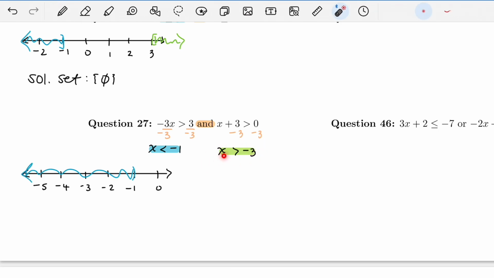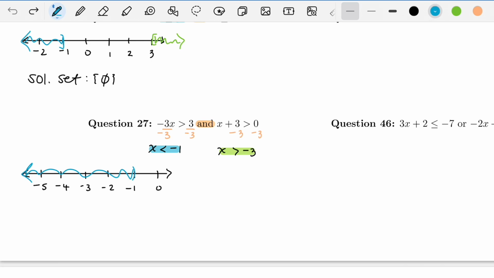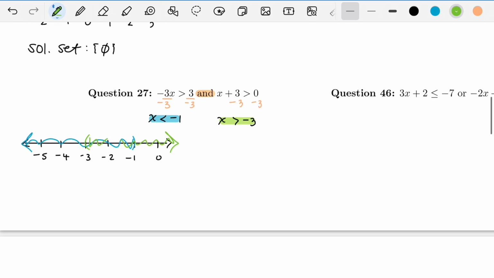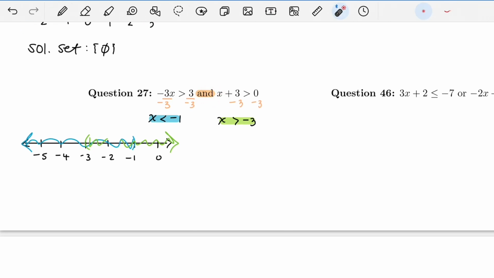Then we're looking at values that are greater than -3, so in green here. We're not including -3, however, so we're going to put a parenthesis there, and it's going to be all values continuing on in that direction. Since we're looking at "and" in this compound inequality, we're looking at the intersection of these two inequalities. As we can see, that will be this region here. In this region, we share these values from -3 to 1.